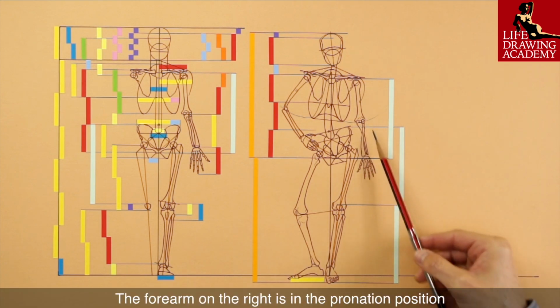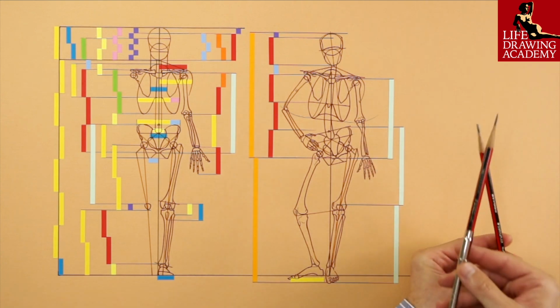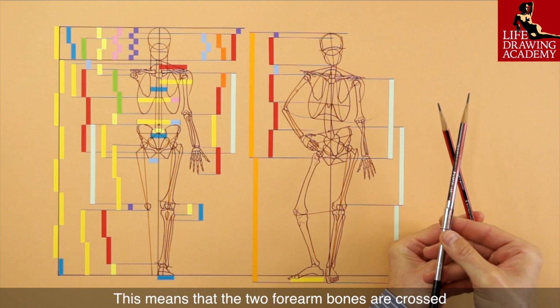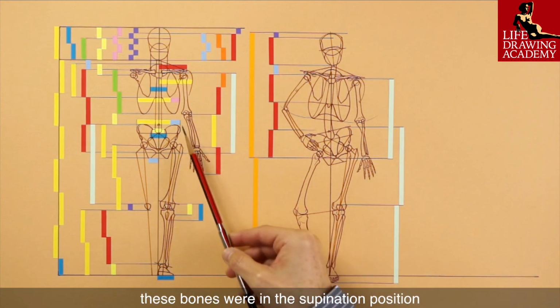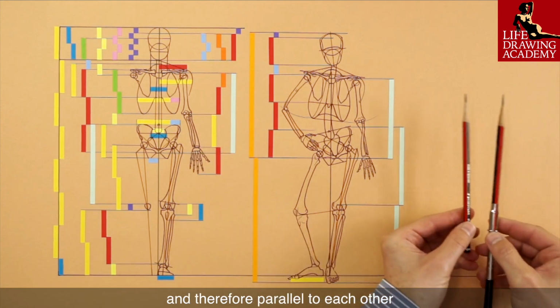The forearm on the right is in the pronation position. This means that the 2 forearm bones are crossed. In the previous drawing, these bones were in the supination position and therefore parallel to each other.